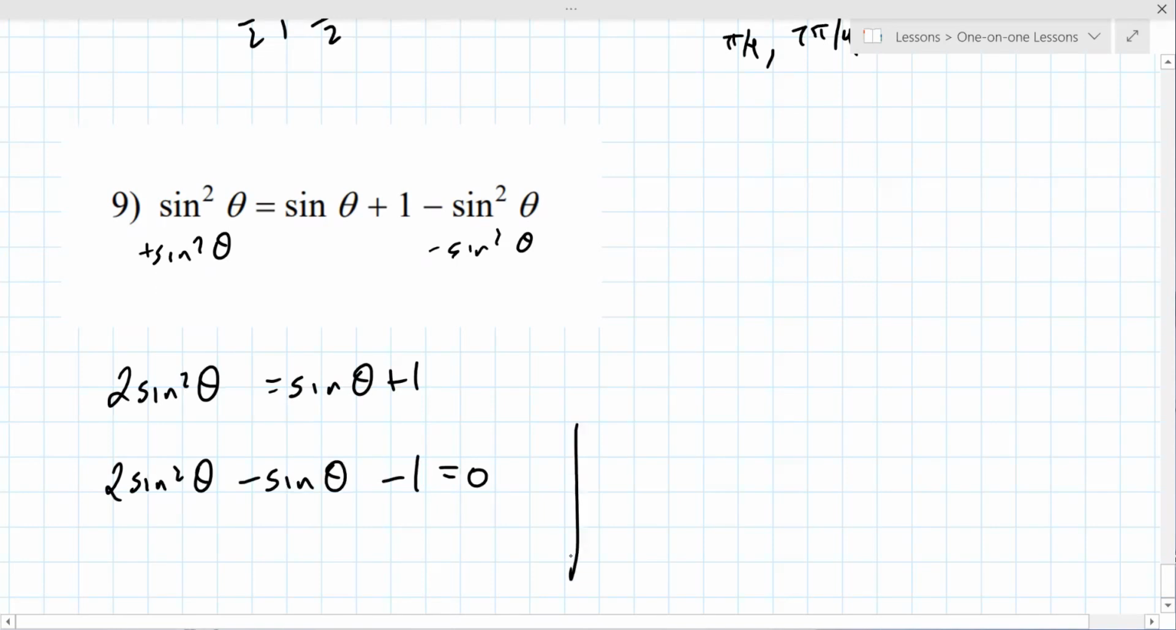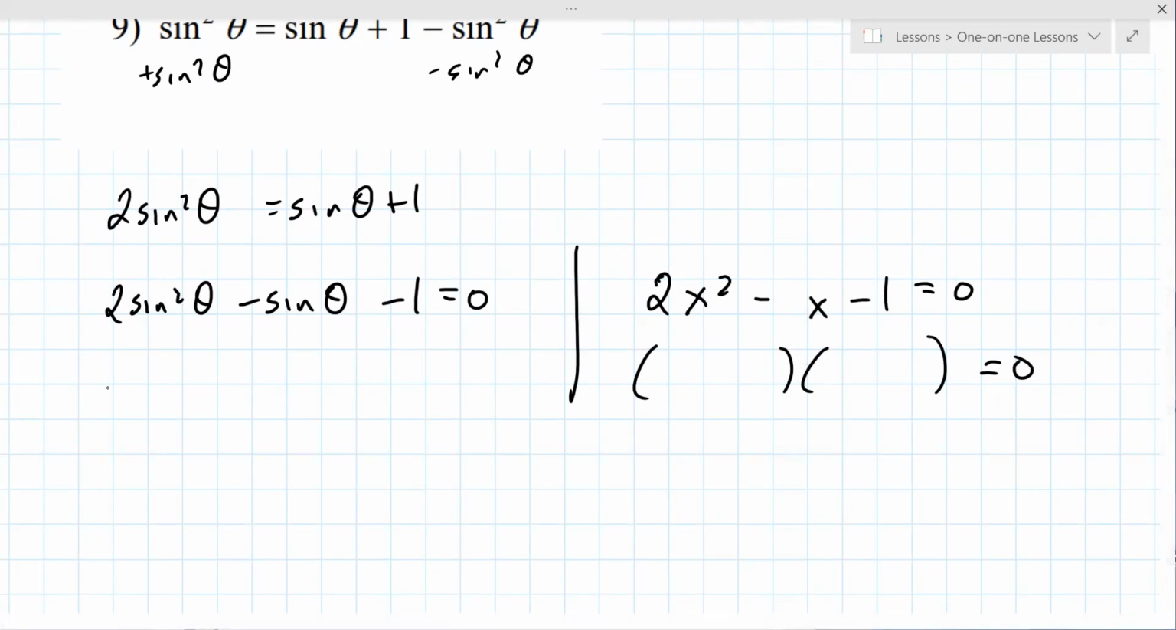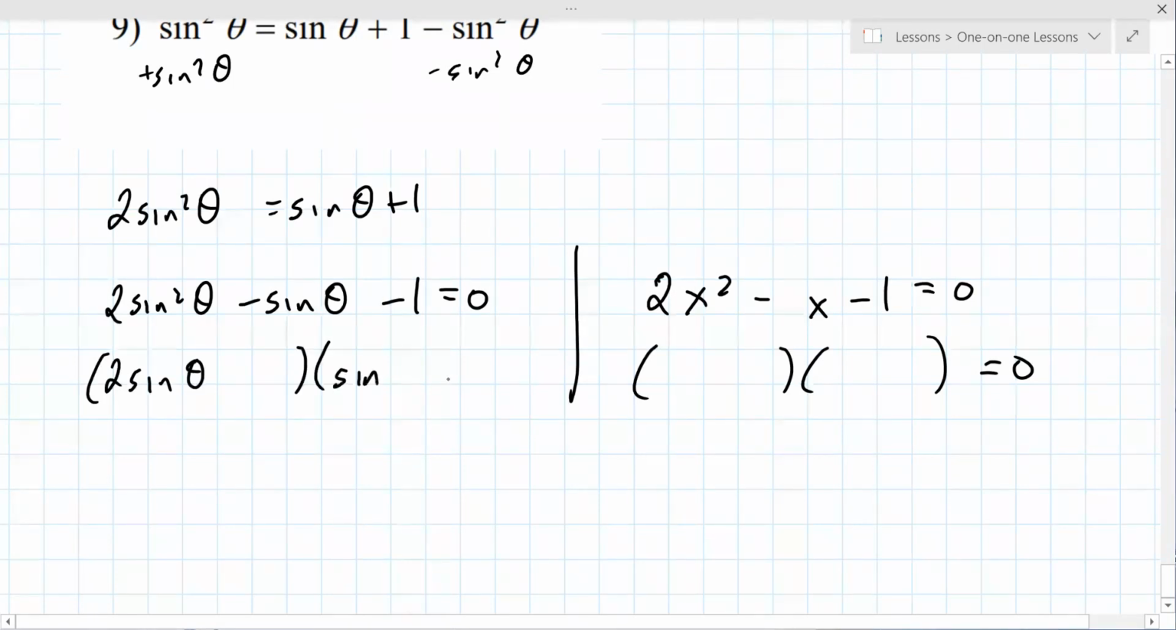And this is where it just depends on how visual you are. Some students need to see this as 2x squared minus x minus 1 equals 0 to factor. Some can just do it with the sines. It's the same thing, it's just visually which do you like or which are you more comfortable with? It doesn't matter, they're both right. It's just, can you figure this out? This is plus 1 minus 1. This is 2x minus 1, x plus 1. So you can see they're exactly the same.